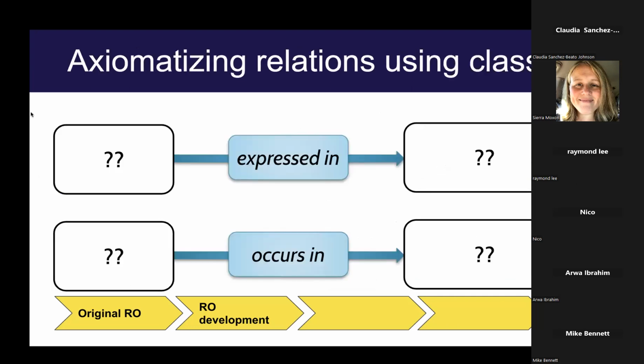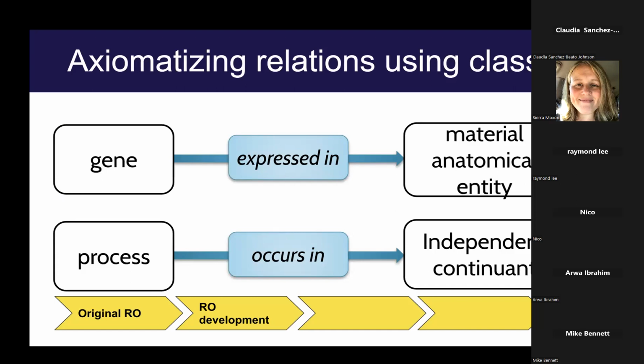So of course, as we're axiomatizing this, we needed to express things like domain and range constraints. You don't want to be able to use the expressed in relationship to connect anything to anything. We want the ontology to include rigorous constraints about what kinds of things can be expressed and what kinds of other things, or what kinds of things can occur in other things. So the question is what to put in the different boxes here.